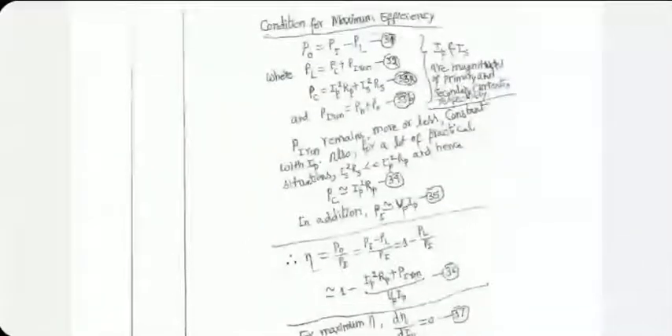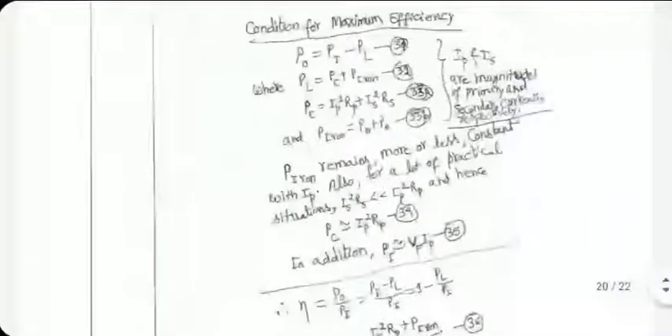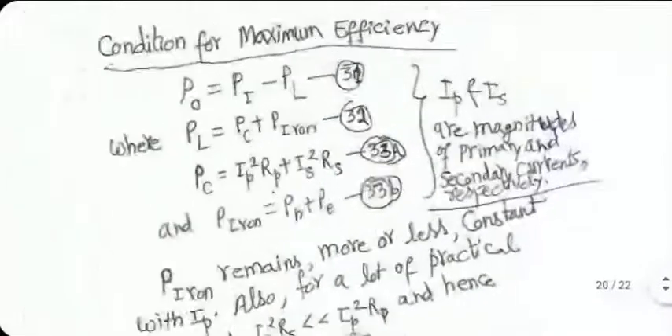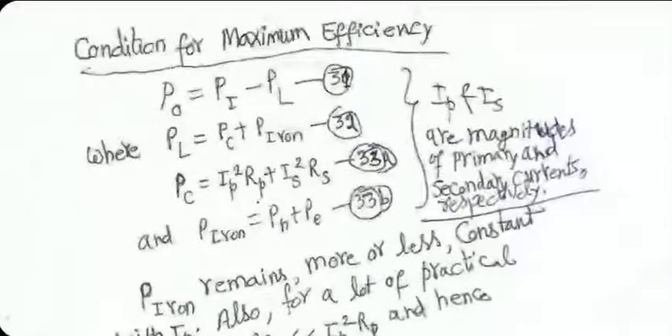Now, what is efficiency? It is output power divided by input power. Lost power in watt is obviously difference of input and output powers. And the loss contains two factors, copper loss and iron loss. Iron loss is the core loss. Copper loss, which I am calling PC, is IP square RP plus IS square RS, right? Iron loss is PH, which is the loss due to hysteresis, and PE, which is the loss due to eddy currents.